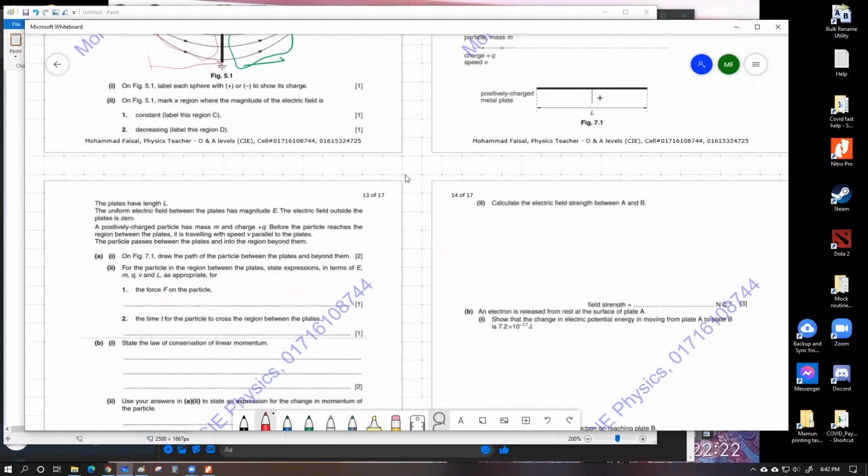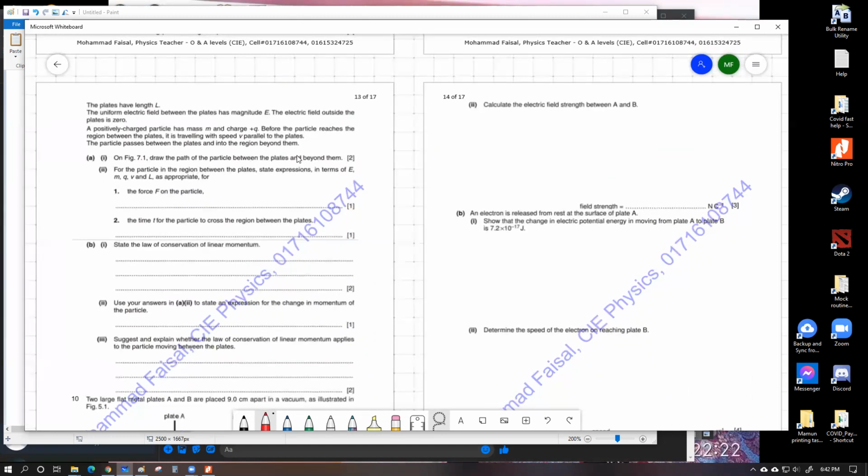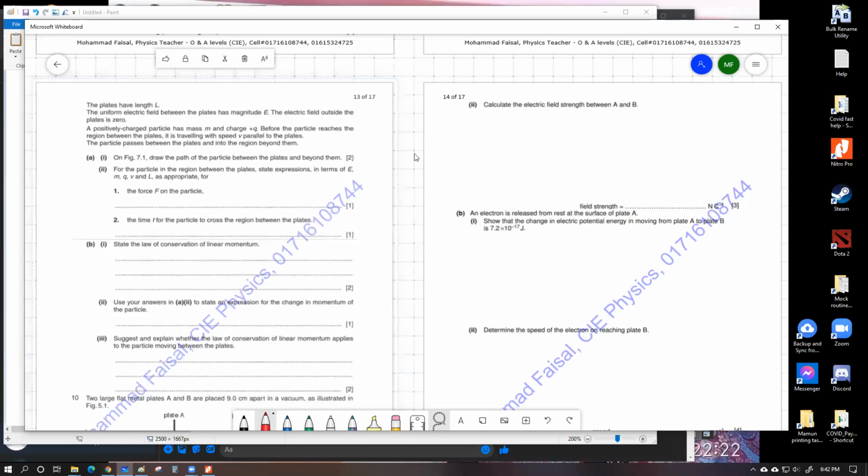Okay, and then we have these questions and the similar questions that we have. Okay, number B is actually a bit interesting question because number B is about the conservation of linear momentum. So let's have a look at this question a little bit.